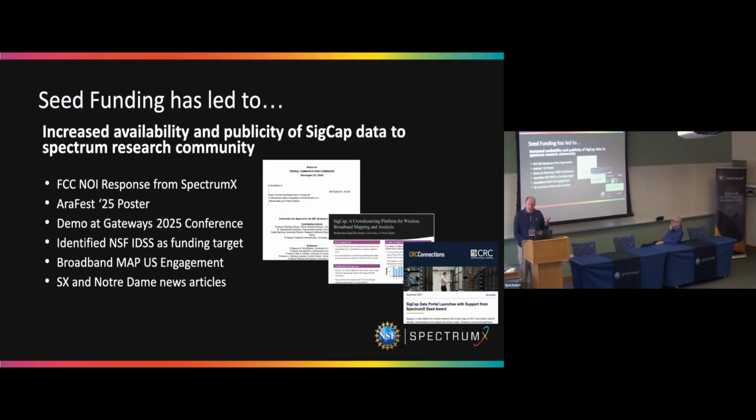We did identify an NSF IDSS planning grant target. So that's the external grant that we're going to be going for to be able to do a planning grant period to say, what would this look like to scale out and make this tied into some federally available data sets. We will be increasing engagement with Broadband MapUs. We have talked with Mariya, and we're going to present to that group at the next group meeting and talk a little bit about our work there. And then multiple news articles coming out of SpectrumX and Notre Dame.